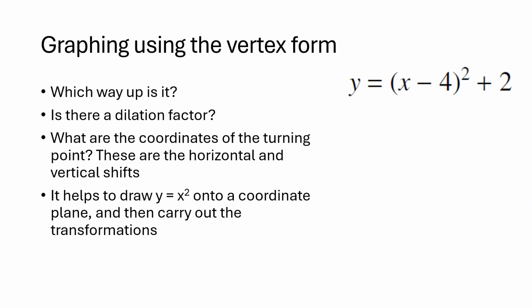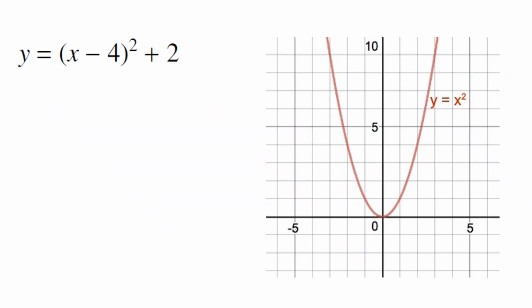So when we are given an equation in the vertex form, we work through a number of steps to graph it. We go, which way up is it? Is A positive or negative? Is there a dilation factor for A? Where is the turning point or vertex? It can be helpful to start by drawing the basic graph y equals x squared and then applying those transformations.